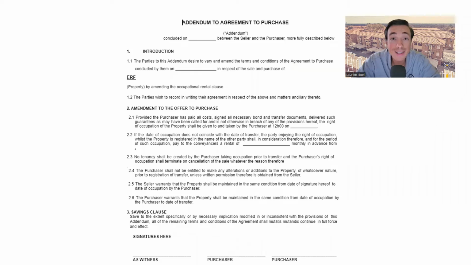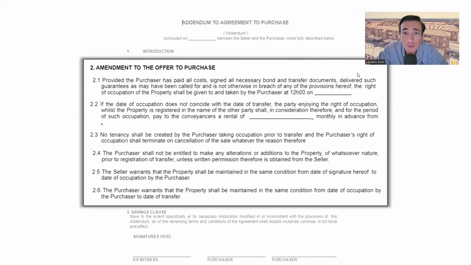As an example, here is the early occupation clause that we used for that student house that I was telling you about earlier. This is a separate agreement that was drafted by an attorney, and we all signed, the buyers and the sellers, and we all made sure that the terms and agreements were understood and accepted by all parties. Sorry, I know this is going to be a bit boring, but let's go through each clause and what it means.